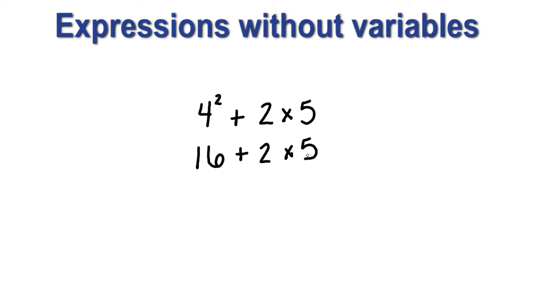For example, let's evaluate the expression 4 squared plus 2 times 5. The order of operations states to start with the exponent first. The expression now reads 16 plus 2 times 5. Next we multiply 2 times 5. The expression now reads 16 plus 10, which is 26.